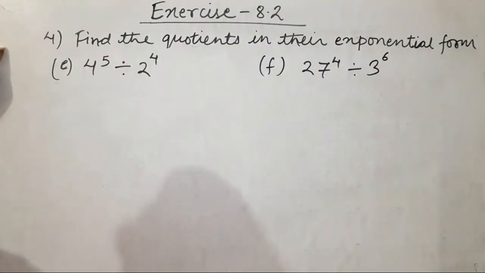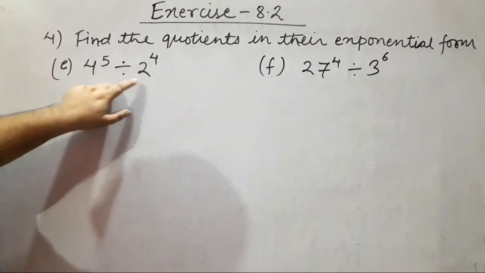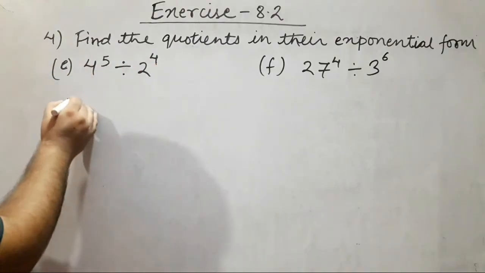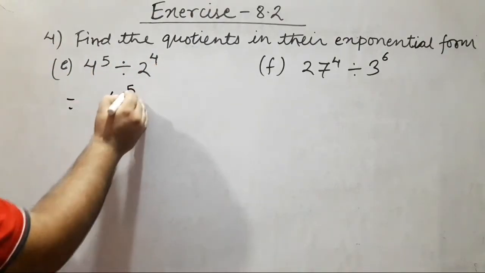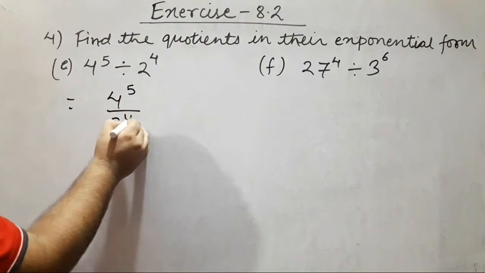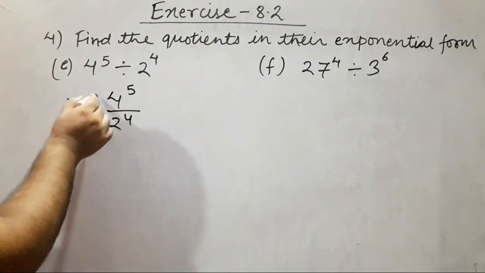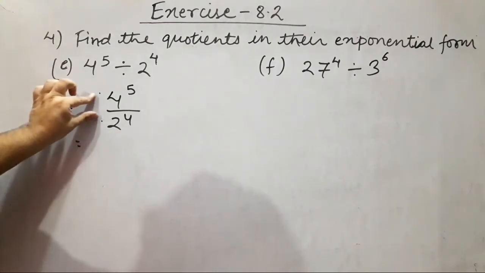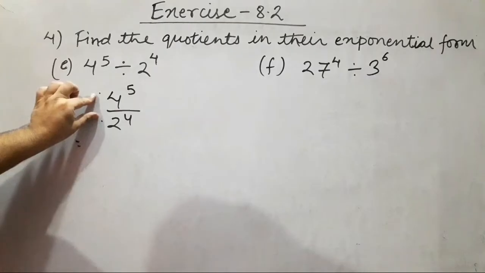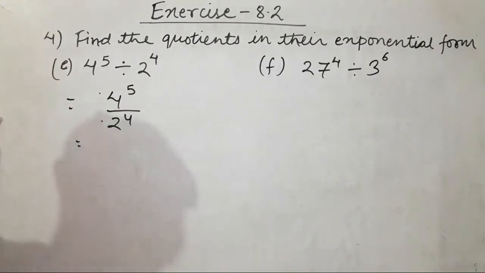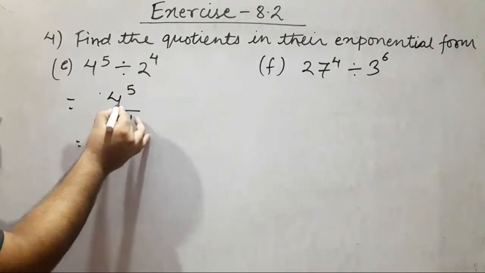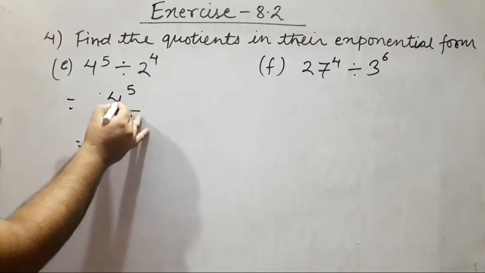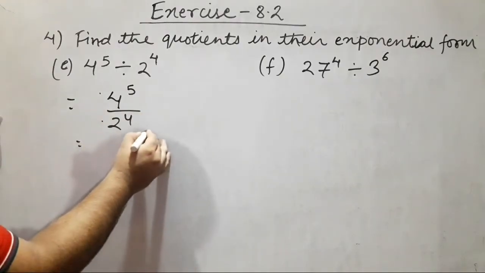Question number E. 4 power 5 divided by 2 power 4. It can be written as 4 power 5 by 2 power 4. We can see that the bases are different. Now we have to make these both in the same base. These both should be in the same base so that we can follow the quotient law. Now I shall convert this 4 in the base 2. I can write this 4 as 2 power 2.